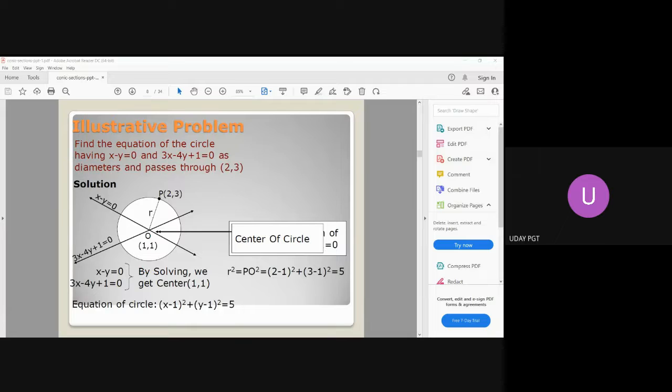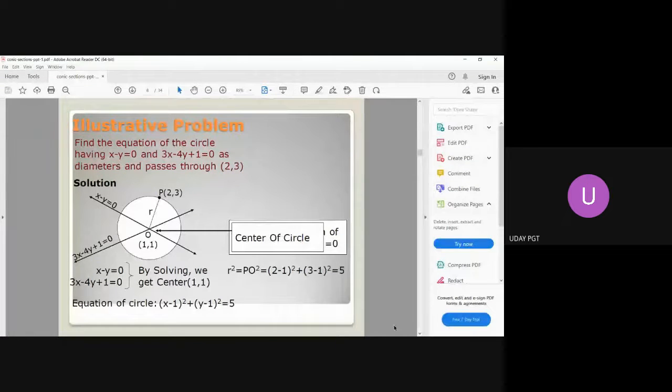Using the distance formula, for (2, 3) and (1, 1), you need to find the distance. Finding the distance between these two points, you are going to get under root of (2 minus 1) whole square, 1 square, plus (3 minus 1) whole square, 2 square, 4. So we are going to get under root of 5. The radius here is root 5, not 5. So be concentrated on that.